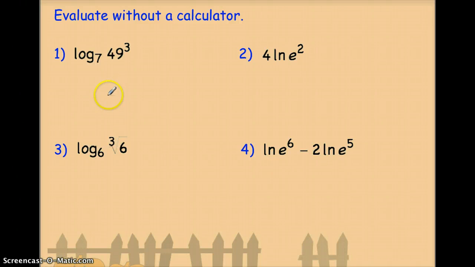Okay, we're going to practice these without a calculator. So again, if it seems like it's impossible to do without a calculator, you can, you're just forgetting the properties that make it easier. So again, like 49 to the 3rd, I don't expect you to know what that is without a calculator. So I do want you to use your property that says bring that down in front. So you'd have 3 times log base 7 of 49. You can do log base 7 of 49.